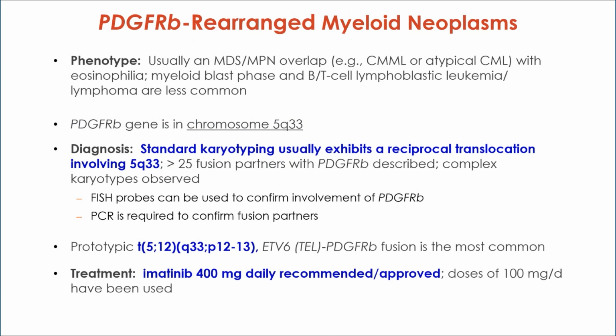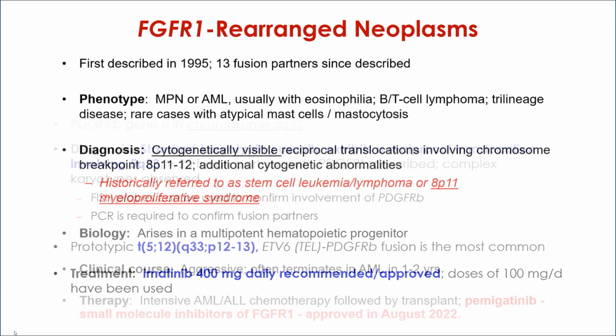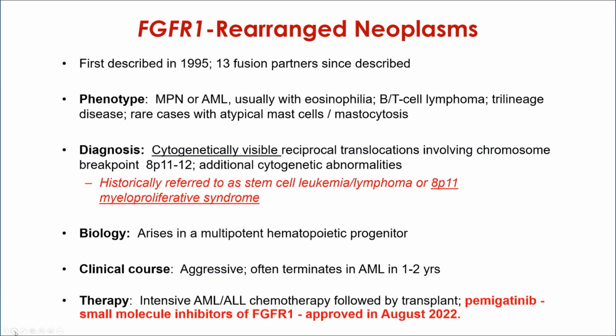Very rarely PCR also exists, but of course, it is very important to test for, because imatinib, again, at 400 milligrams daily, is approved and effective therapy to eliminate disease in these patients. And finally, something completely new.